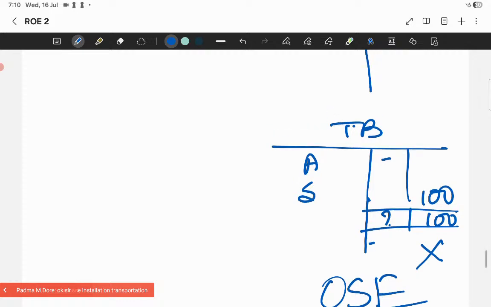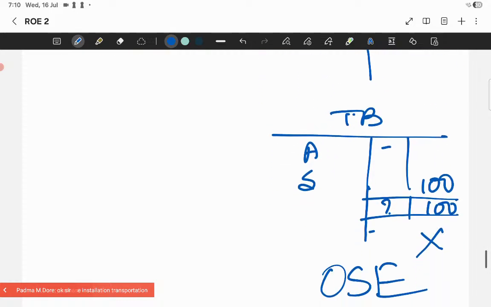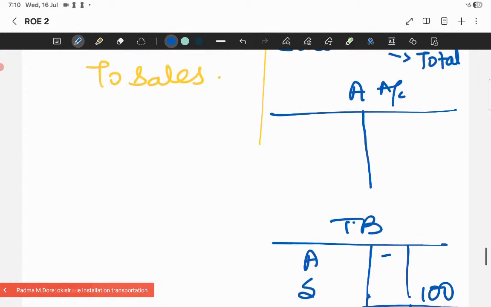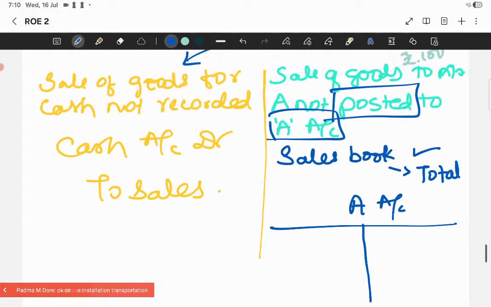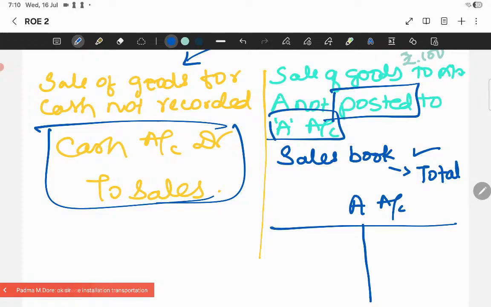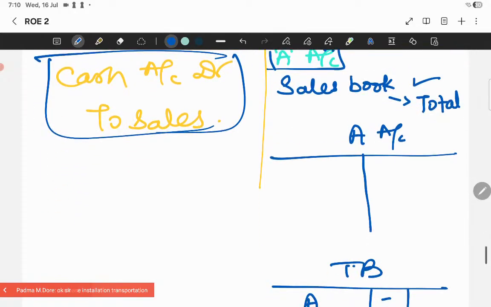Now I said, how to rectify a one-sided error? Okay, now we will see. For a two-sided error, the rectification remains the same. So this remains the same in all the cases. Because when it is not recorded, it is a two-sided error. Whether it is before trial balance or after trial balance, it remains the same. In the next accounting period, instead of sales, we use the P&L adjustment account because sales is a revenue account.